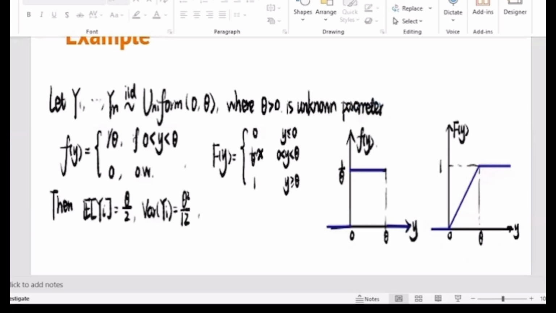Now, where are we going? If I want to figure out the expectation of random variable y as well as the variance of random variable y, they all depend on the value of the parameter theta. If I don't know theta, there's no moving forward. Go ahead.